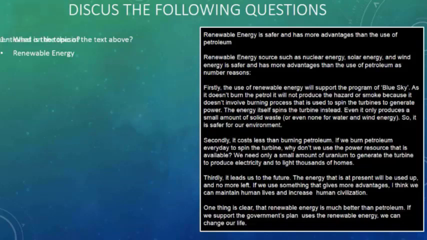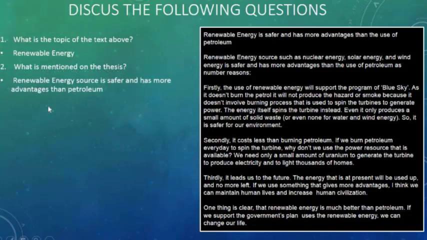Second, what is mentioned on the thesis? Okay, which one is the thesis? This one? No. This is the thesis. It said renewable energy source such as nuclear energy, solar energy, and the wind energy is safer and has more advantages than the use of petroleum for a number of reasons. So we would like to answer this question by saying renewable energy source is safer and has more advantages than petroleum.